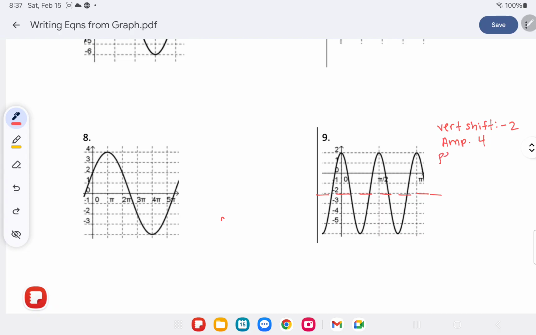Our period, how often does the graph repeat itself? Let's see. From 0 to pi over 2. So our period is pi over 2. And if our period is pi over 2, let's do some math real fast. That means our b is 4.